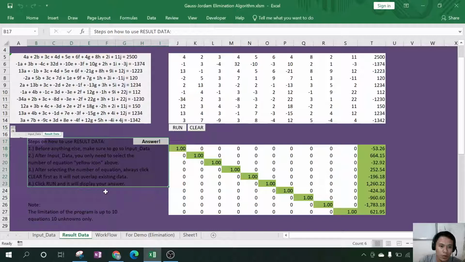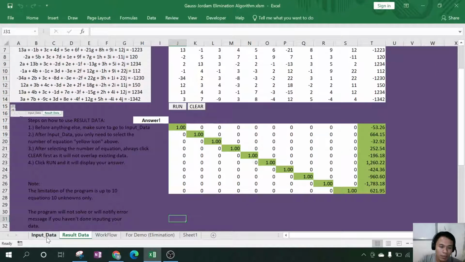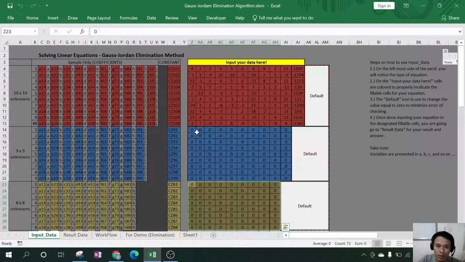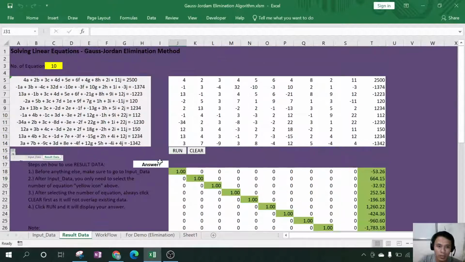Here I have notes on how to operate the result data. I think this is easy to understand, and please take note that the limitation of this program is up to 10 by 10 only, so 10 equations, 10 unknowns only. The program will notify you with an error message if you haven't inputted your data. For example, you have not input data here, so this is 0, and then suddenly you click run.